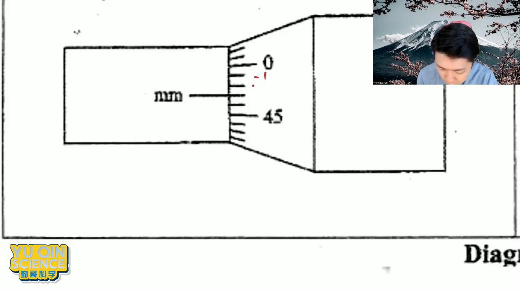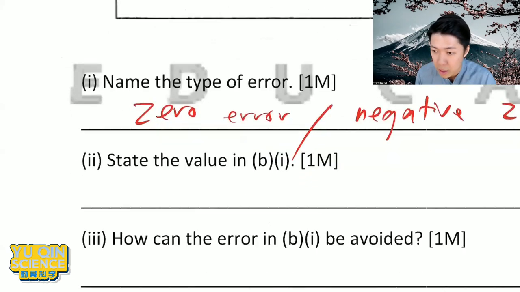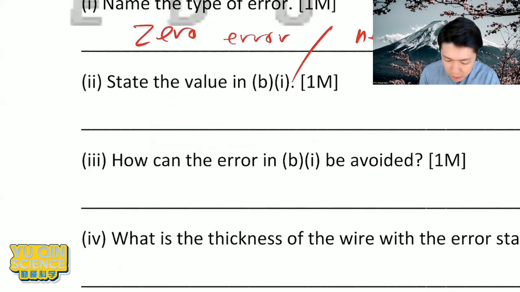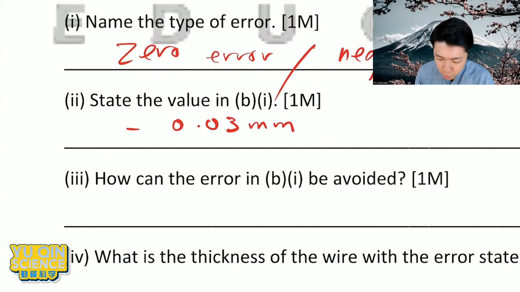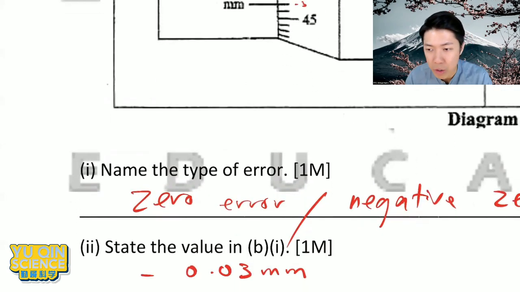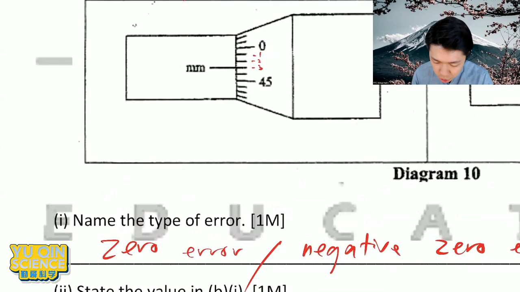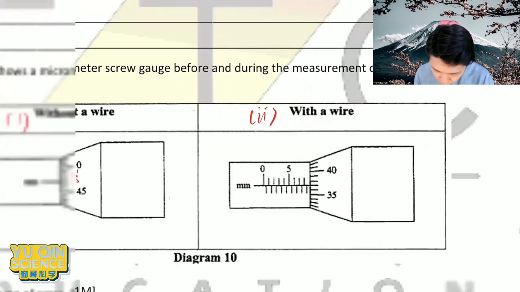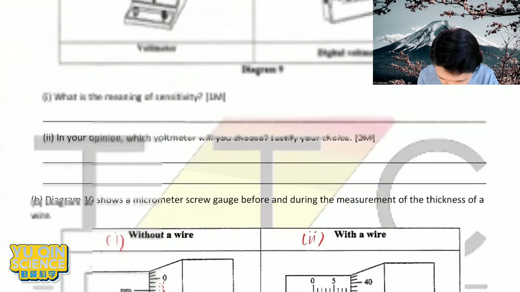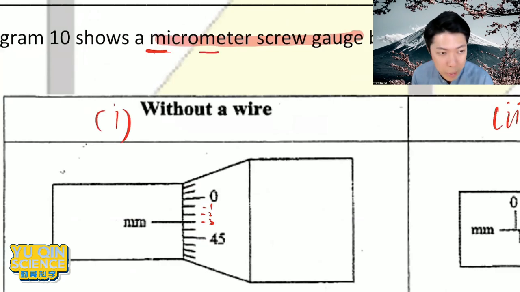Okay, negative 3, correct. This is negative 1, negative 2, this is negative 3, so this is pointing at negative 3. Hence this is negative 0.03 mm. So we are talking about millimeter in a micrometer screw gauge. So mm.